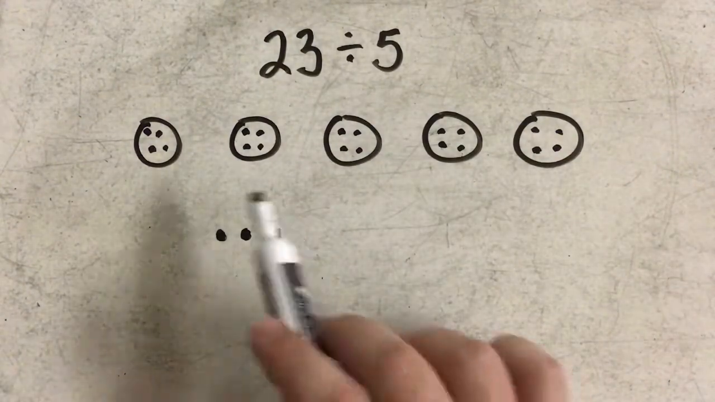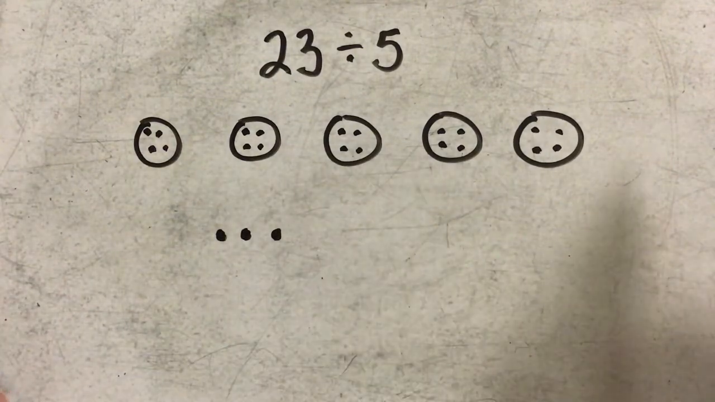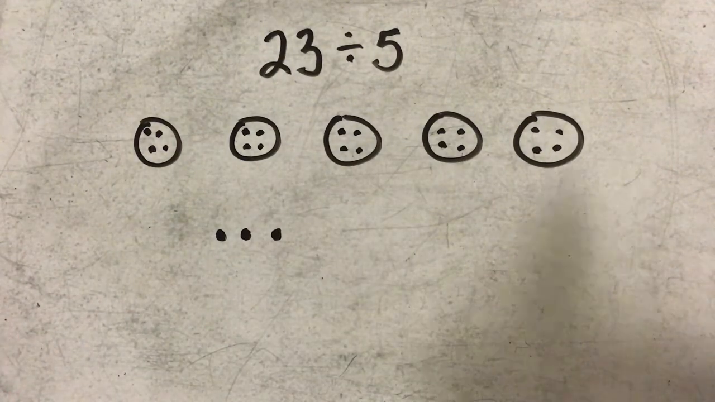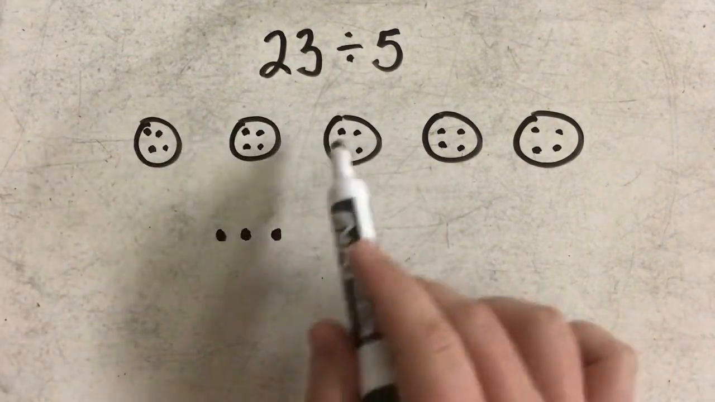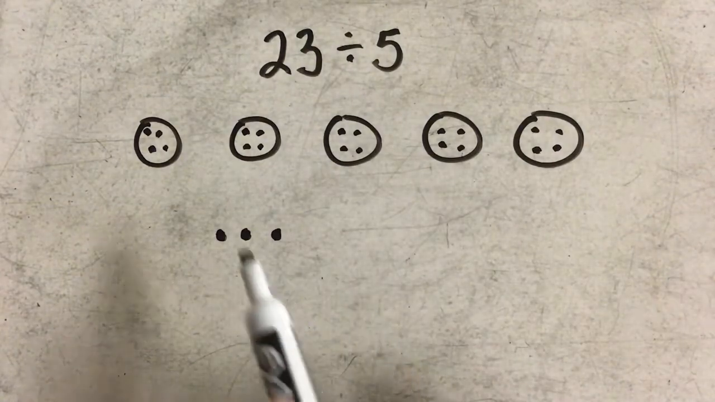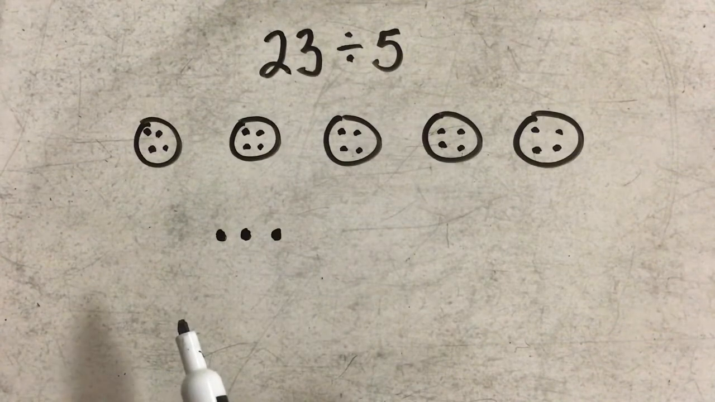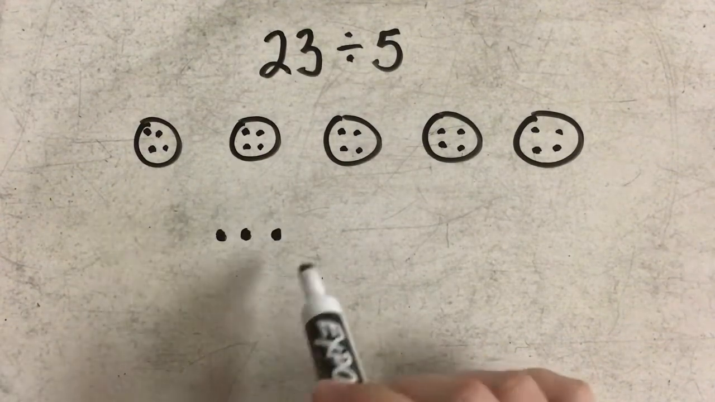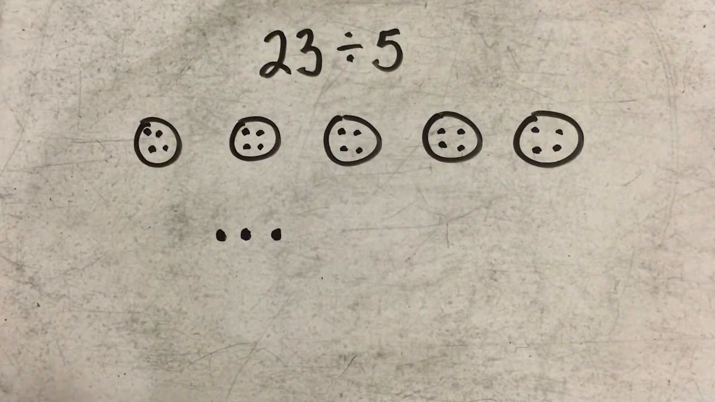But I cannot distribute these 3 cookies to my guests evenly or fairly. If I gave these people an extra cookie, they would have 5 cookies, while these people only had 4 cookies. So I cannot evenly distribute the 3 cookies that are remaining. What we call these 3 cookies is our remainder.